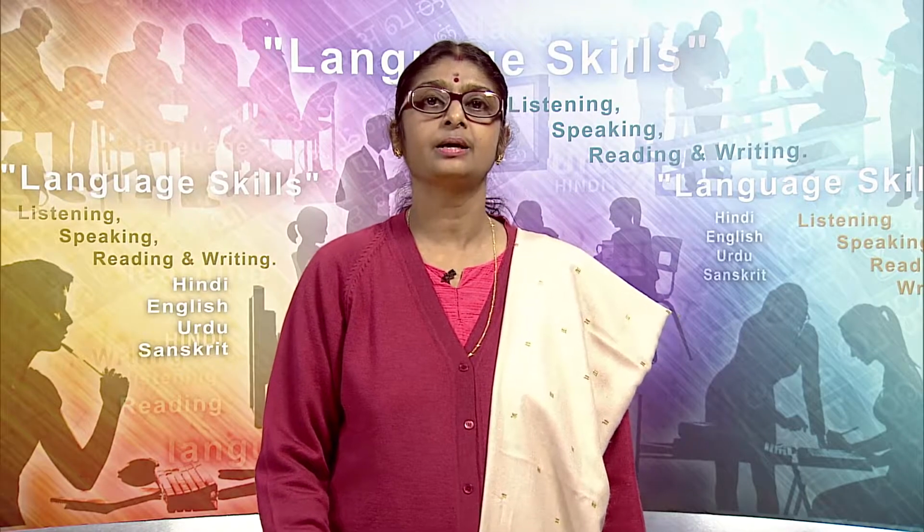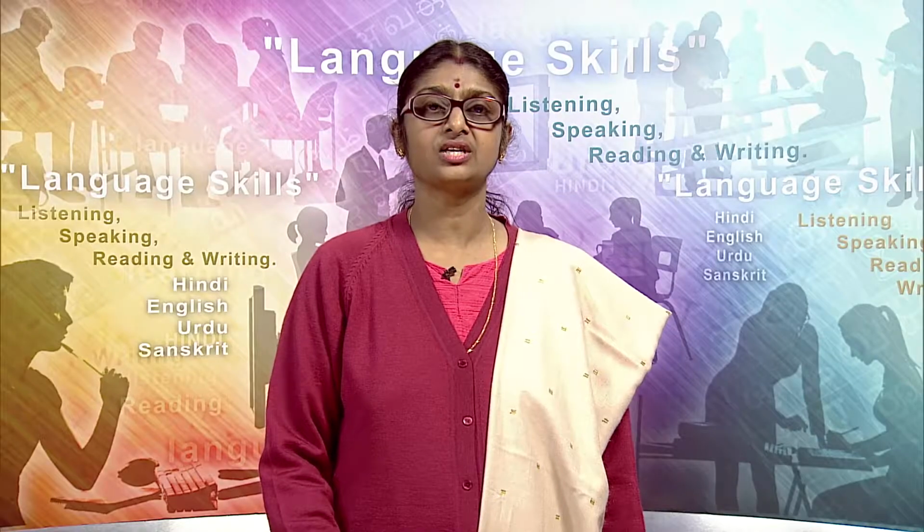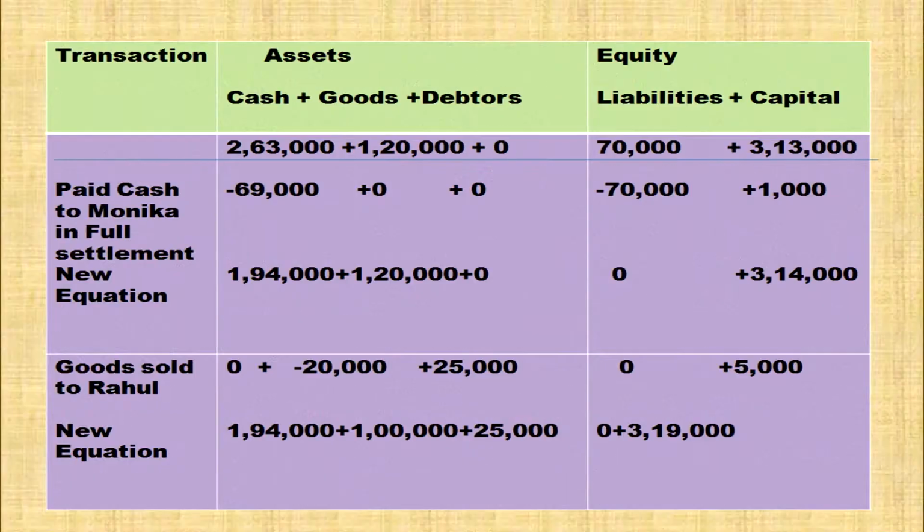Another transaction, paid cash to Monica in full settlement 69,000. Actually, we had purchased from Monica for rupees 70,000 and we are settling this transaction by giving only rupees 69,000. Goods sold to Rahul costing rupees 20,000 for rupees 25,000. So, first transaction, paid cash to Monica in full settlement. We have paid only 69,000.